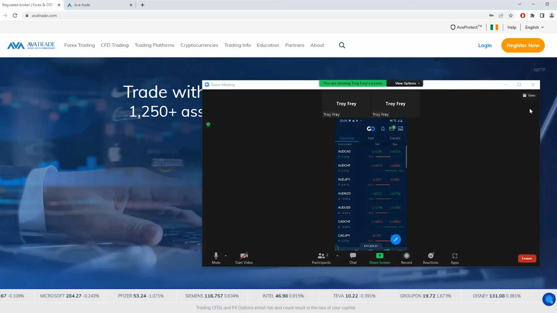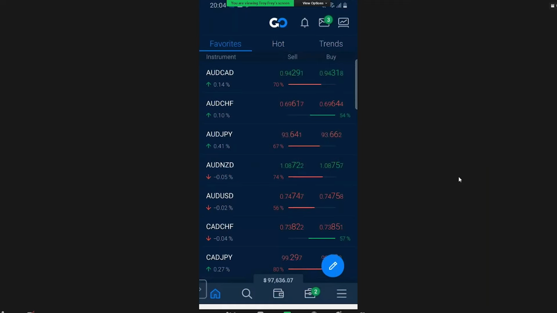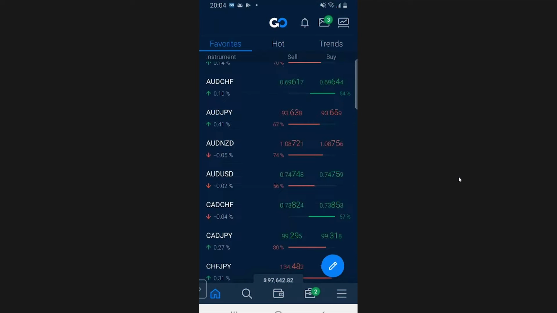So let me just expand the view on my phone. And if you haven't downloaded the AvaTrade Go mobile app yet, please do so. It's available in the major app stores.